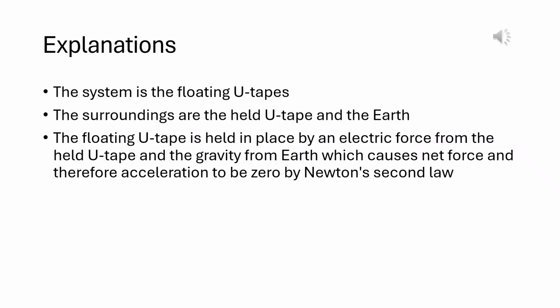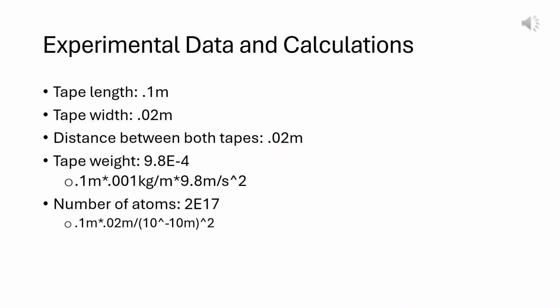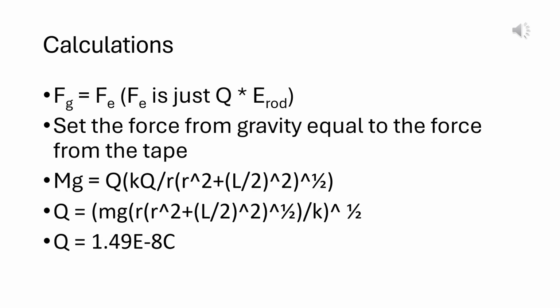The system is the floating U-tape, while the surroundings were the held U-tape and the Earth. Here are the measured values. Using Newton's second law, we can put the force from gravity and set it equal to the electric force, and then we can rearrange some variables using the E field formula from earlier to then calculate the charge, which came out to be 1.49 times 10 to the negative 8 coulombs.